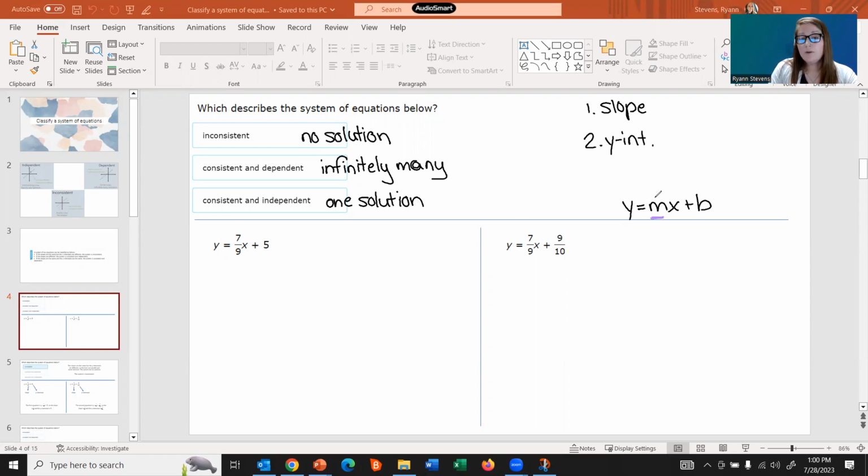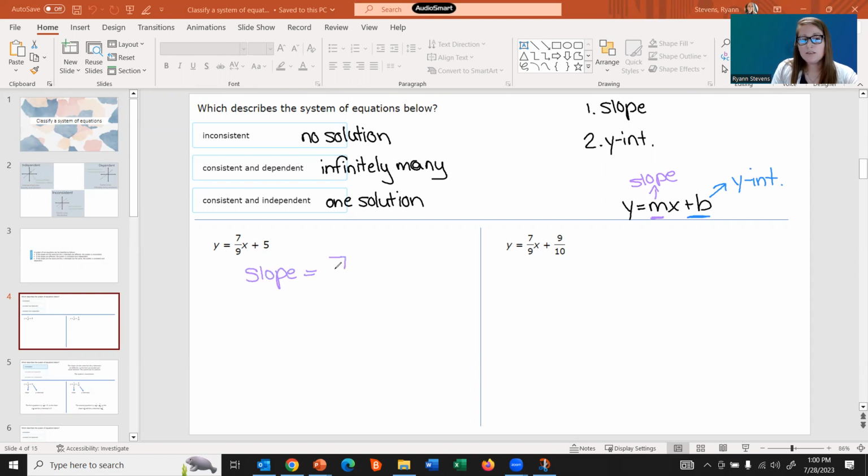So our slope is this m, the number that will be in front of x, and our y-intercept is going to be where plus b is. And remember, the y-intercept doesn't always have to be plus b. It can be minus if there's a negative sign attached to that number. So let's first look at the first equation. We've got y equals 7/9 x plus 5. And so we want to first check our slope.